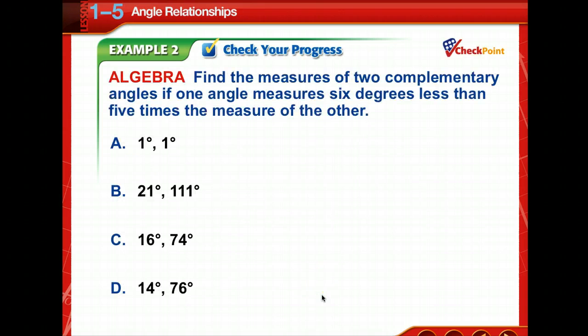Now it's time for you to check your progress. We're to find the measure of two complementary angles if one angle measures 6 degrees less than 5 times the measure of the other. So pause, work this one out, and then select your answer.